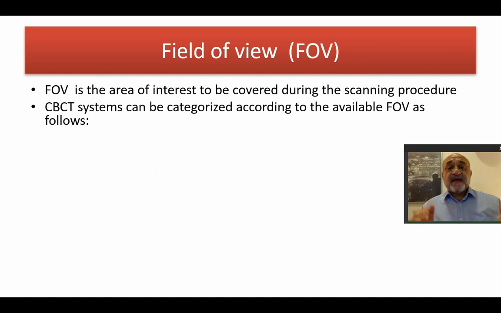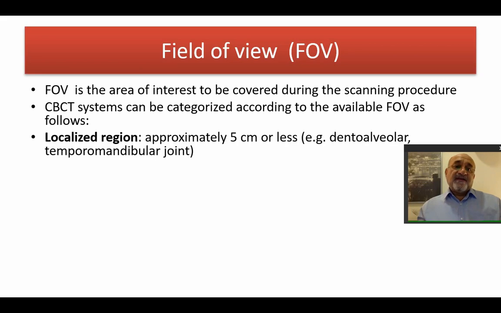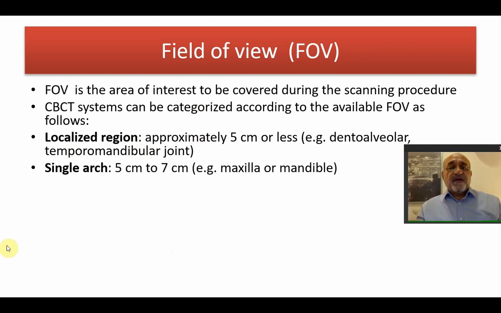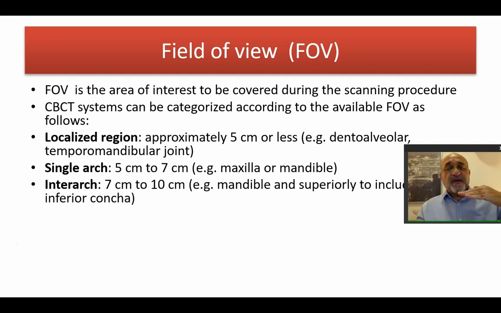CBCT systems can be categorized according to the available field of view. These machines could be characterized as being of a localized region, approximately 5 centimeters coverage, 5 by 5 centimeters, and this will be termed as the dentoalveolar or temporomandibular joint. So you need to collimate the beam to the area that you need. You can increase the field of view to 5 to 7 centimeters. Say you want to have the maxilla or the mandible separately.